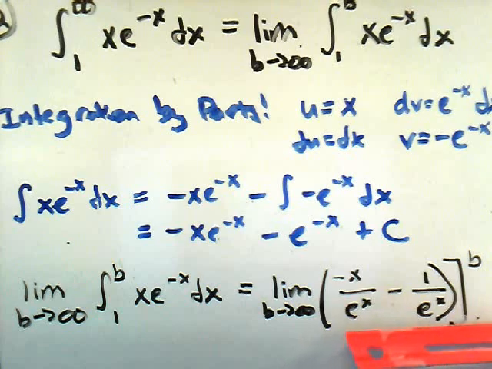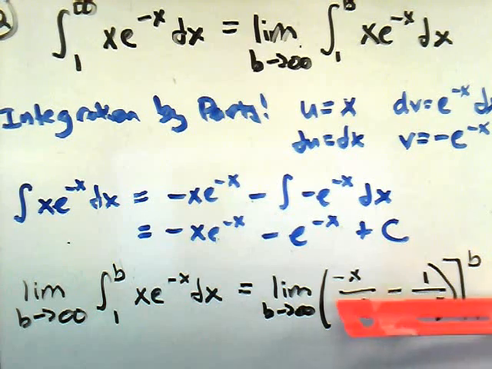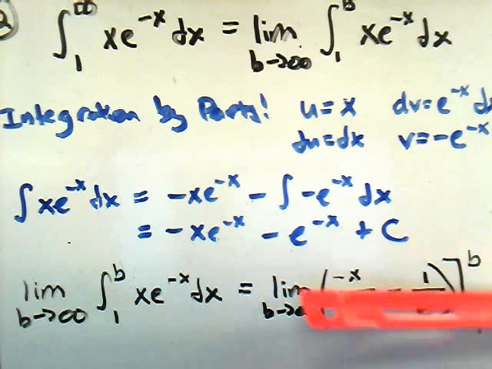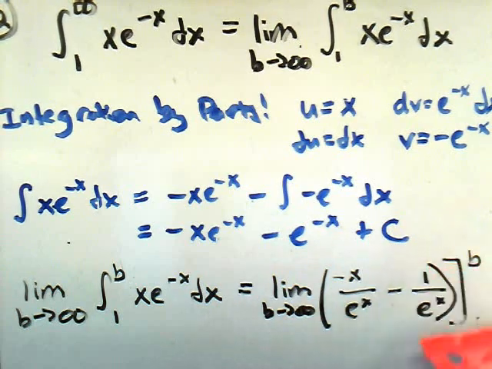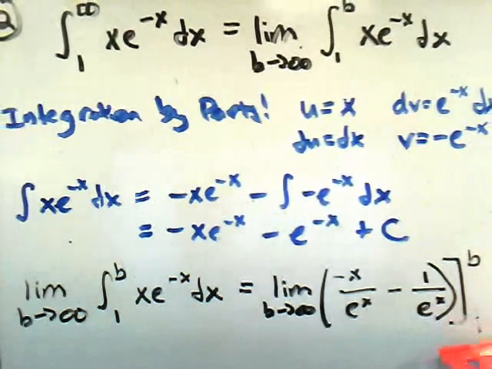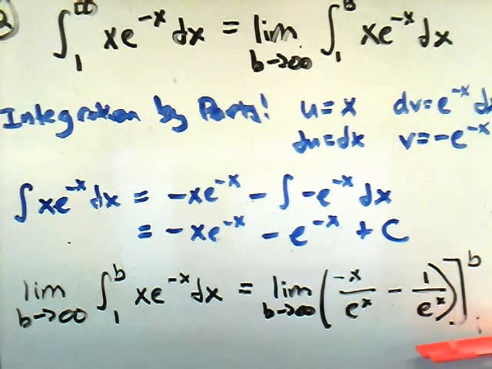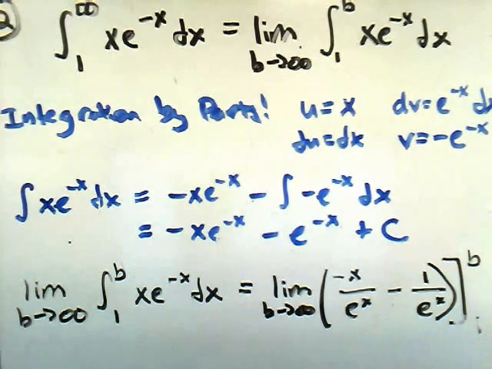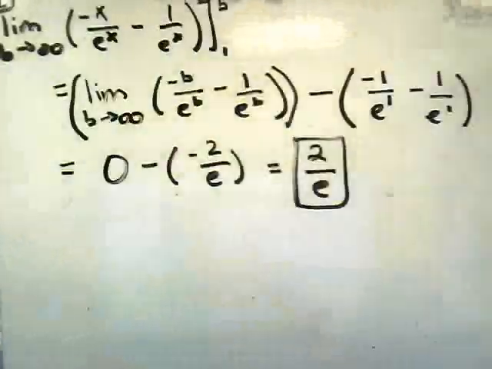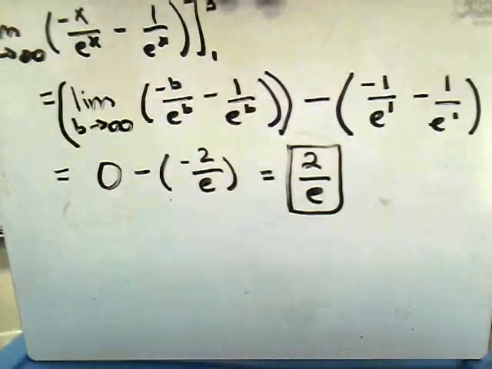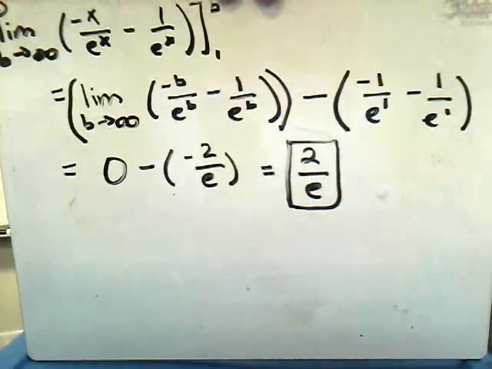Now, as we go back to the top, the original problem, we see that we can then substitute our new antiderivative, which I will write as negative x over e to the x, because we have a negative exponent, minus 1 over e to the x, as the integral goes from 1 to b. It's missing that bottom limit there.